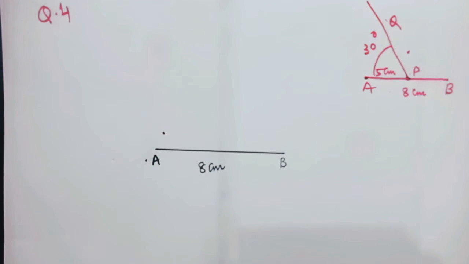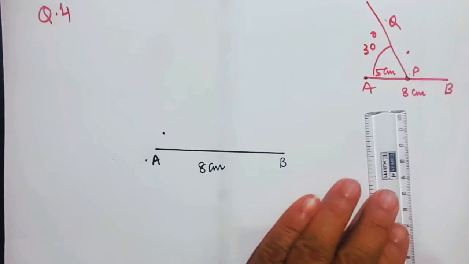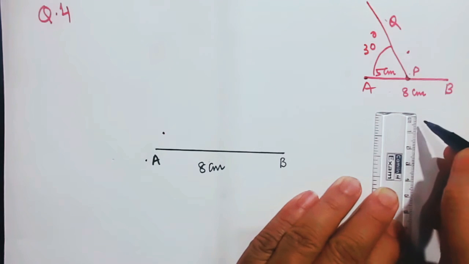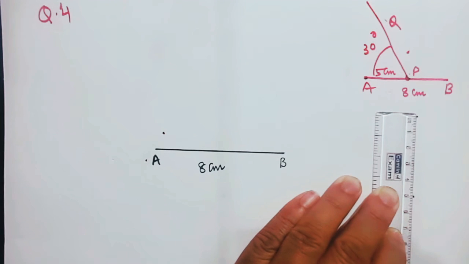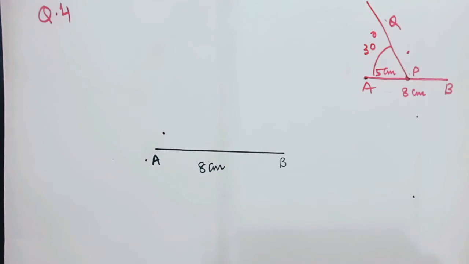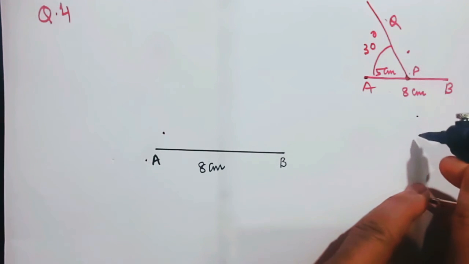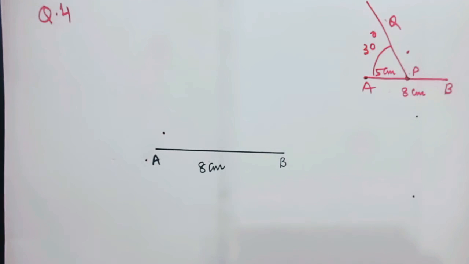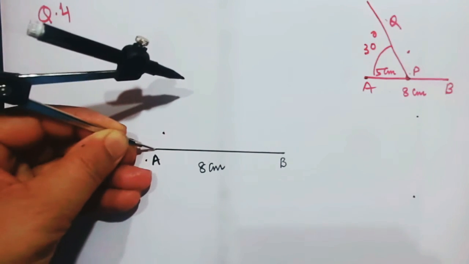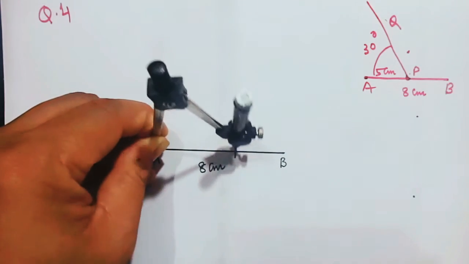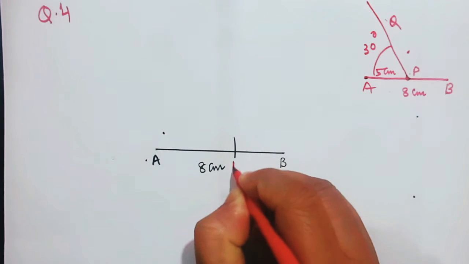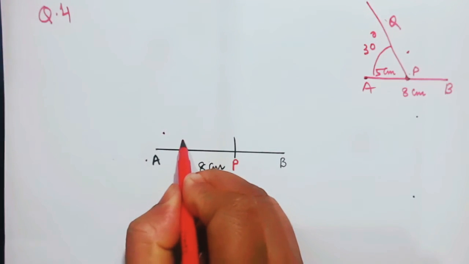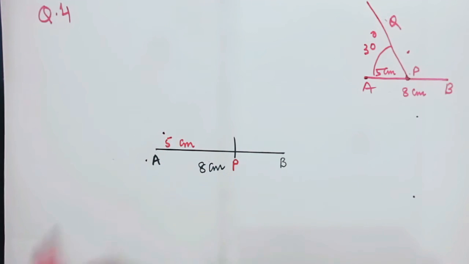And again, as I said, I shall be using a scale on the rough sheet and a pencil to mark how much? 5 centimeter. And then using this compass, I am going to take the measurement of this 5 centimeter. Now AP is equal to 5 centimeter. So this is my AP, A and P. So let me write it here. AP is equal to 5 centimeter. So well done. I have written 5 centimeter.